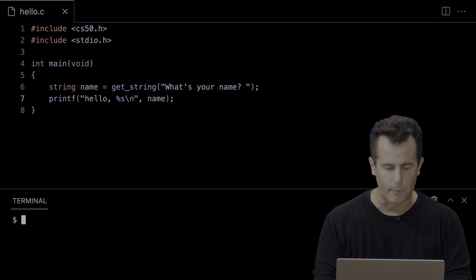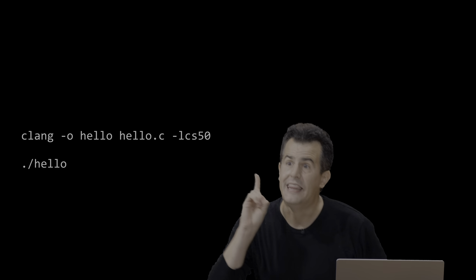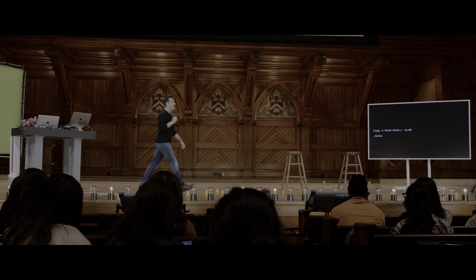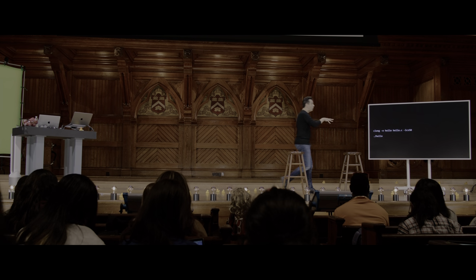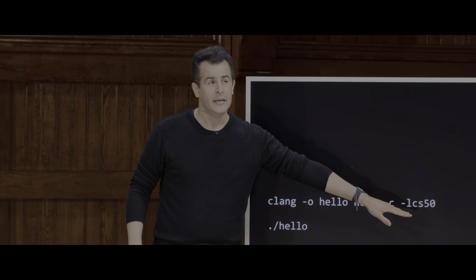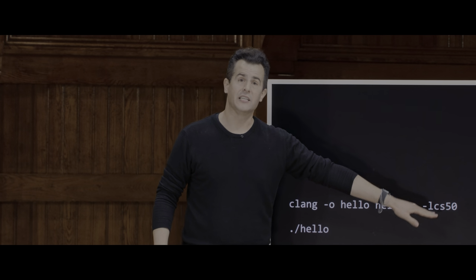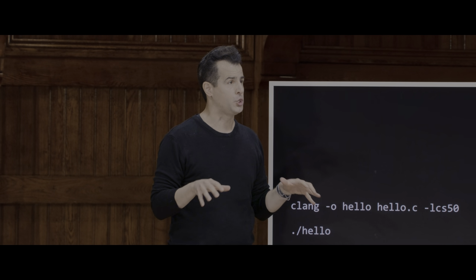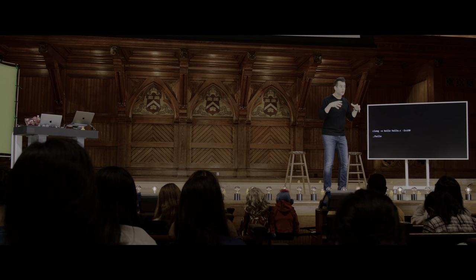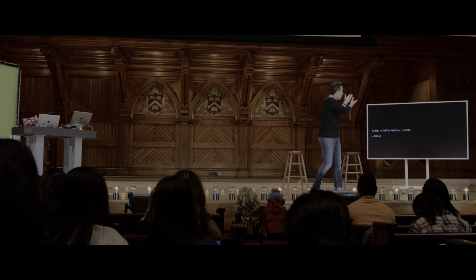So let me do this. Let me clear my terminal window just to get rid of that distraction. And let me propose now that we run this command instead. Almost the same as before, clang -o hello, then hello.c, but with one additional command line argument at the end. And this is a -l, not a number one, so -lcs50 with no space in between those two. Now, the l is going to result in all of those zeros and ones that were written by CS50 being linked into your code, your few lines of code or mine here.